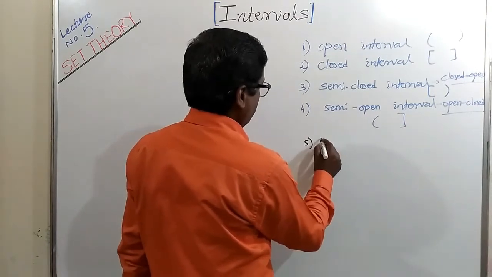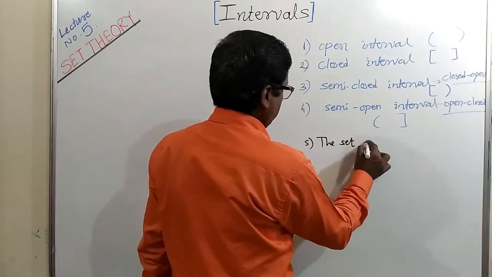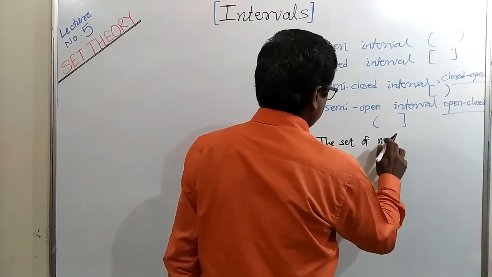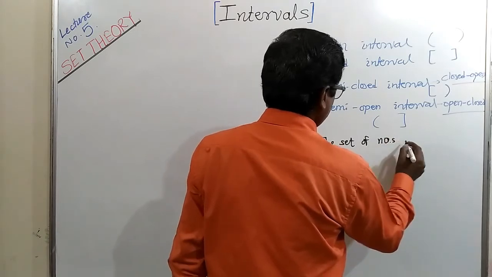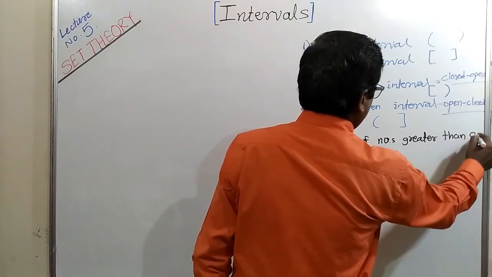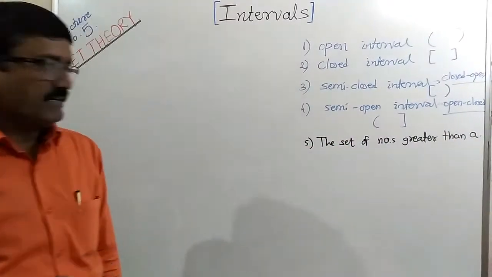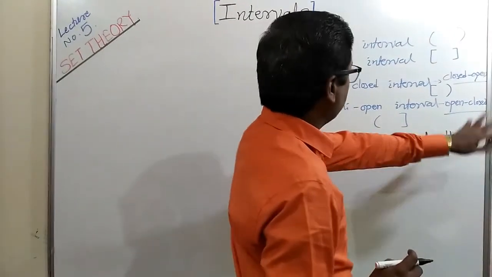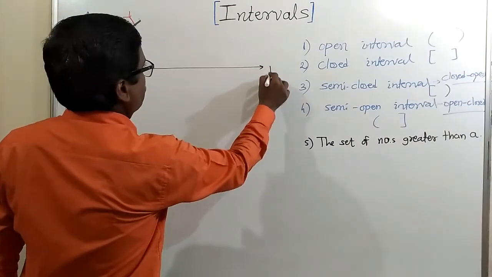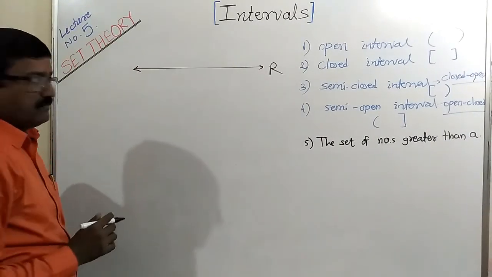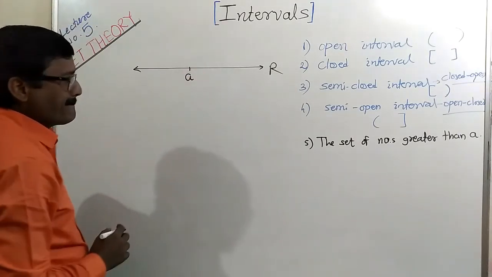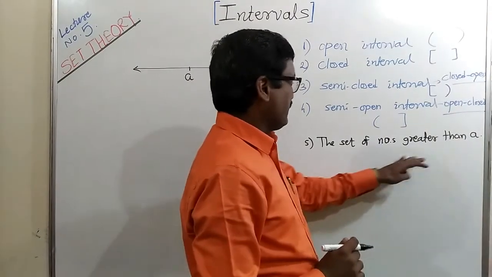Fifth one, the set of numbers greater than A. A is a number, and we are finding the set of numbers which are greater than A. Let us see the diagram related to this. This is a real number line. On this line there is a number A. Suppose A is here. Then we have to find the numbers which are greater than A.